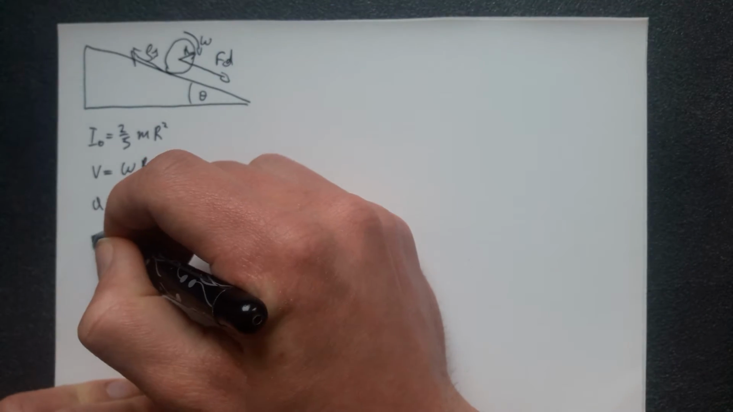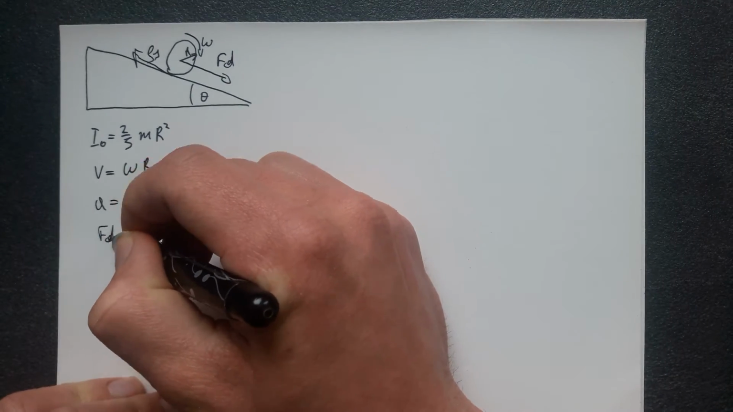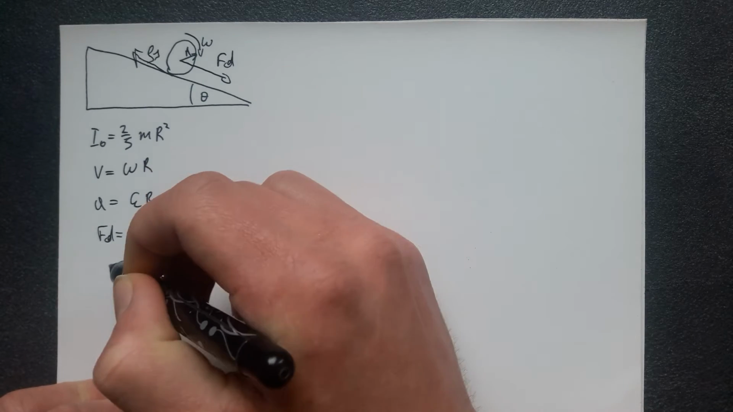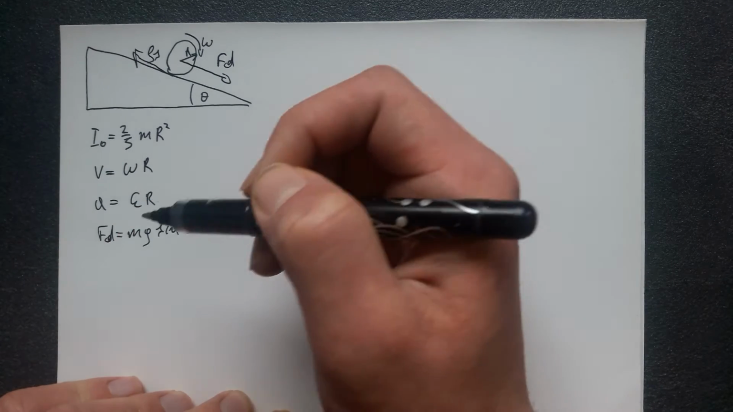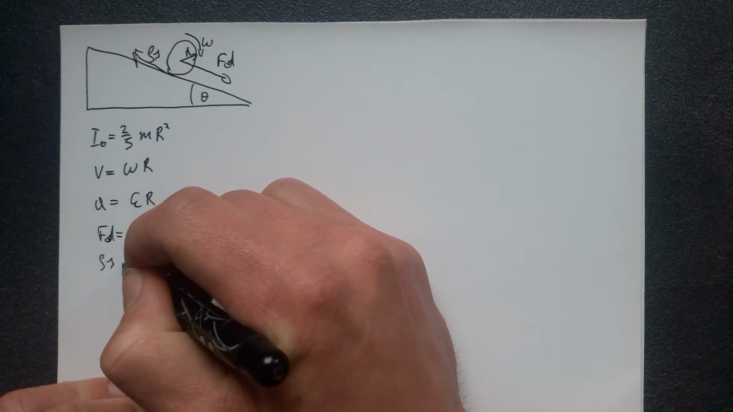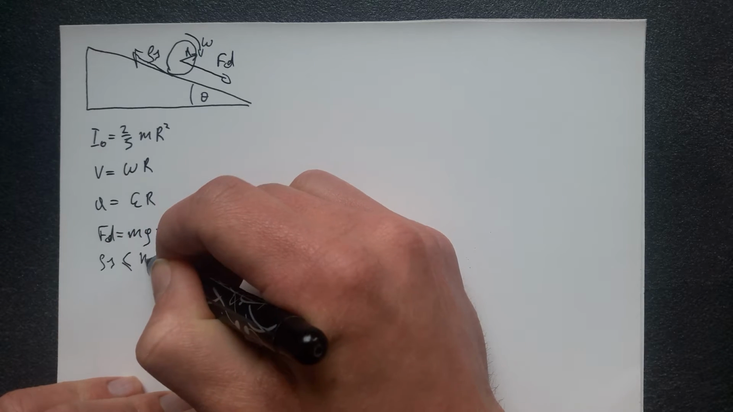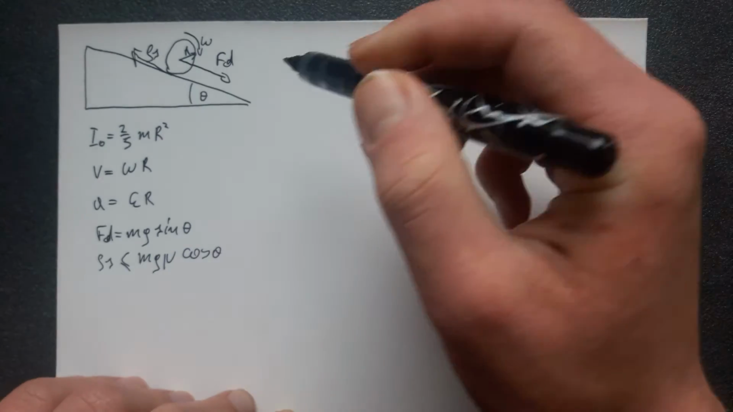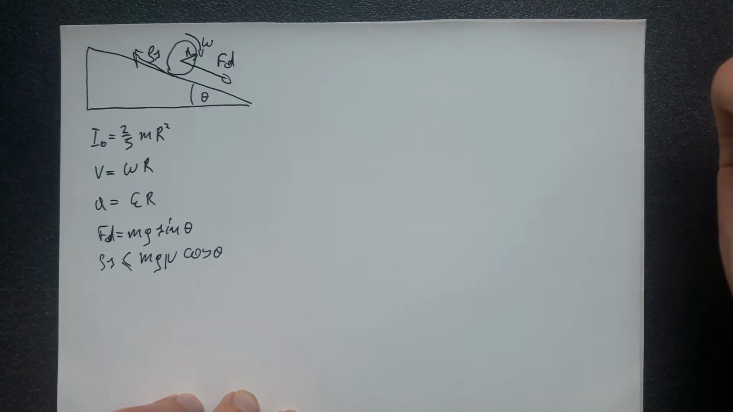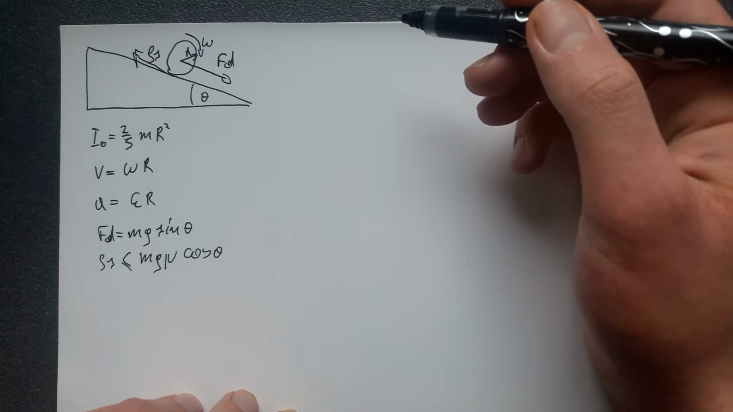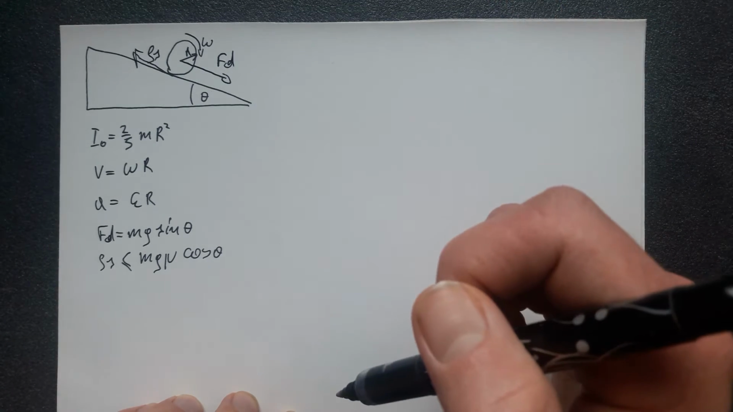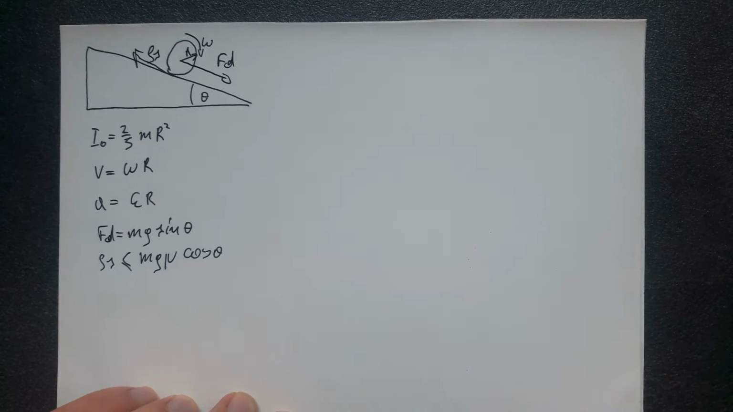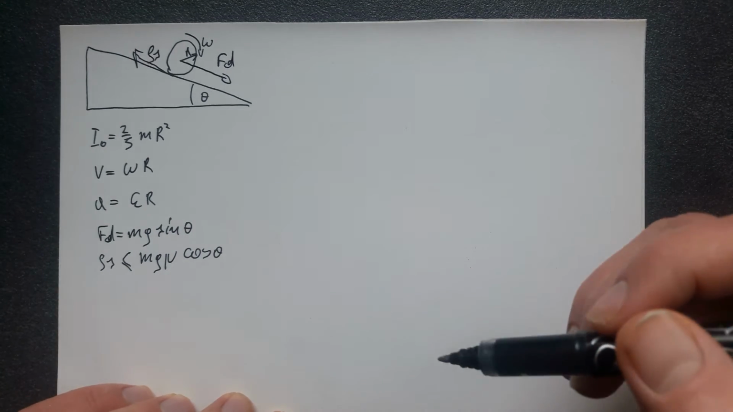And we can write that Fd is equal to mg sine of theta, and Fs will be smaller or equal than mg mu cosine of theta. Fs is the force of static friction, and that's basically how the static friction works. We know only its possible maximal magnitude, but for most cases it will be smaller.